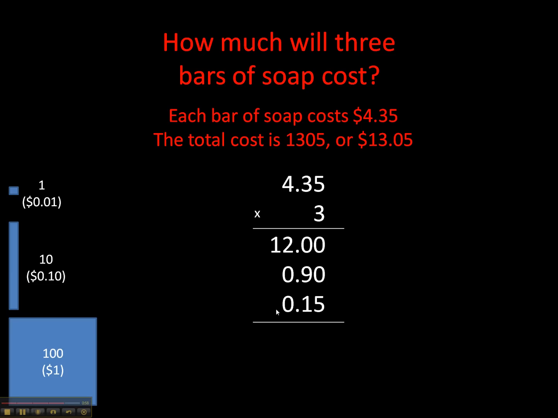So this is for people who maybe don't get the carrying ones, but you still end up having to regroup at the end because as you can see, this is almost $1. And I'm going to take the 10 cents from here. I'm going to group it as 1, and then I'm going to remember that there's 5 cents there. So that dollar becomes $13, and I still have to put those 5 cents on there. So one way or another, you're going to have to regroup. 12 plus 90 plus 15 equals $13.05. You get the same answer.